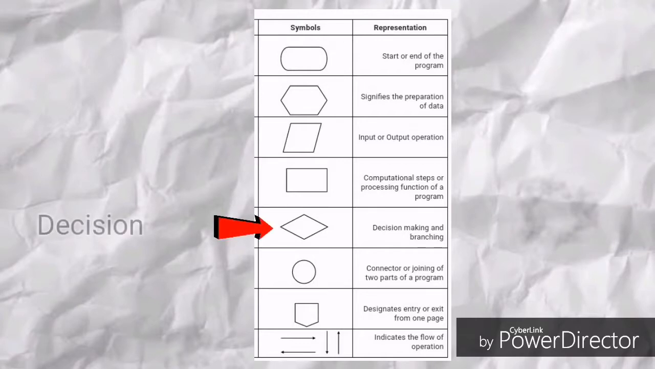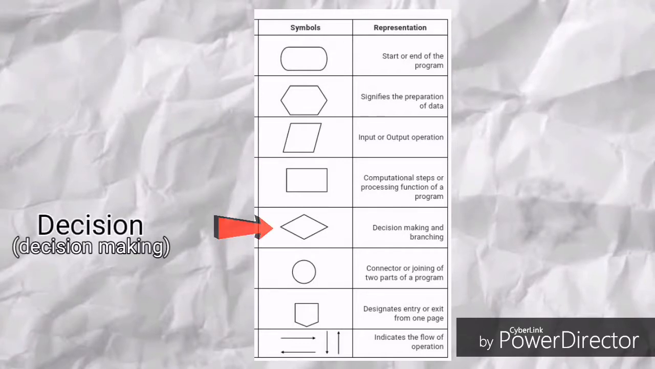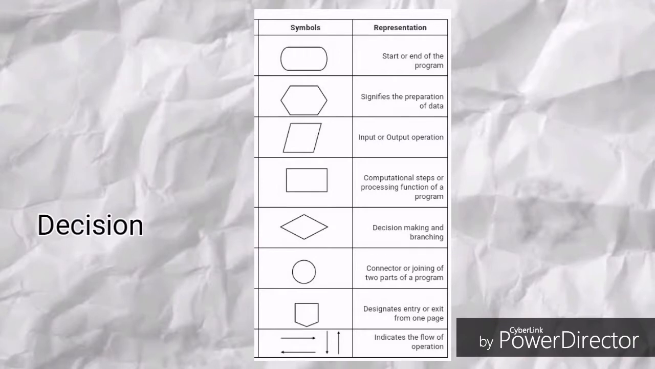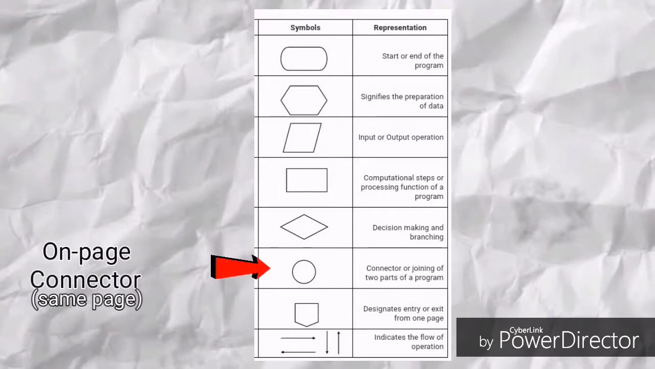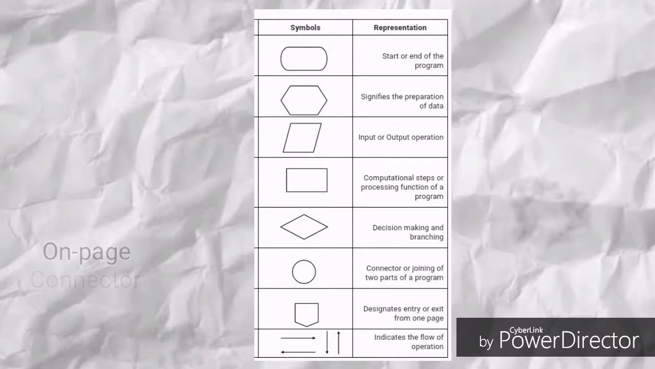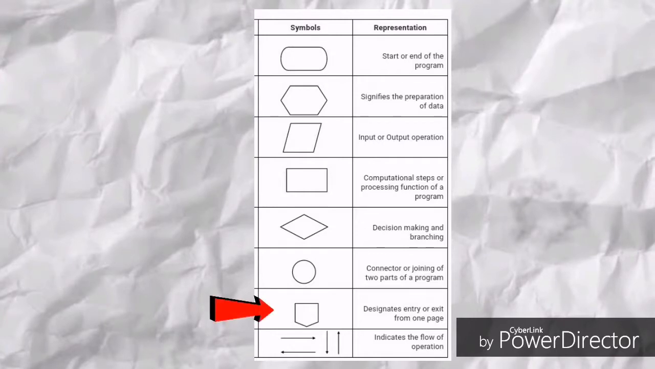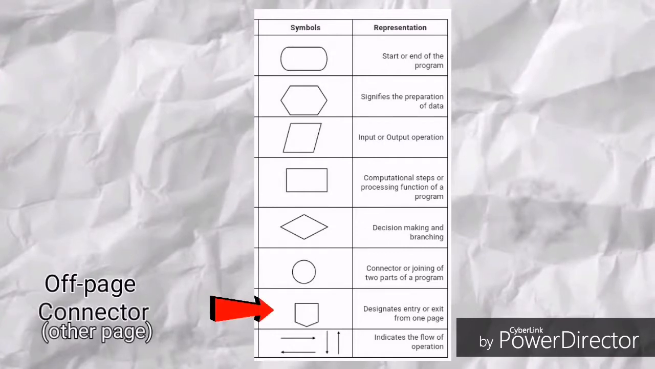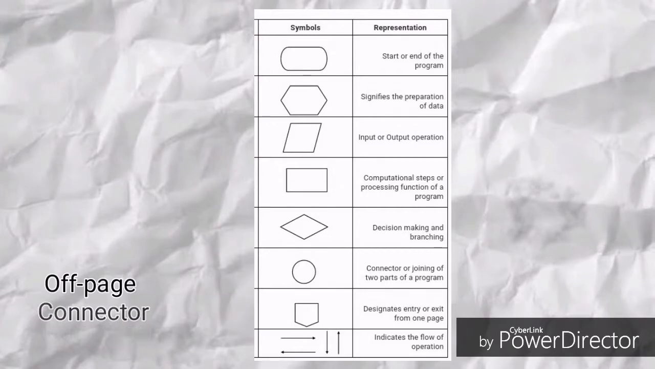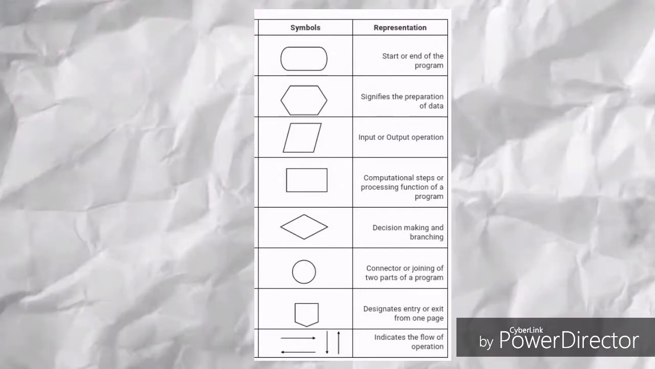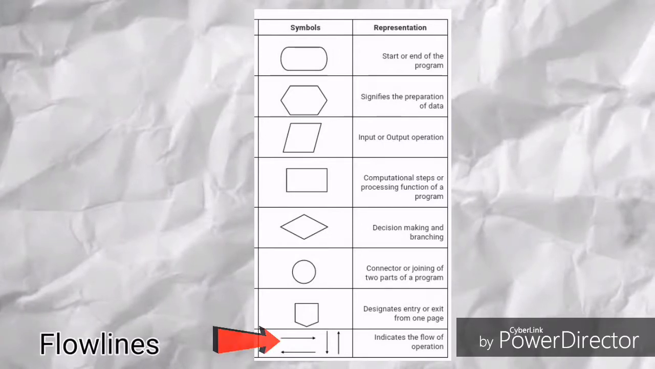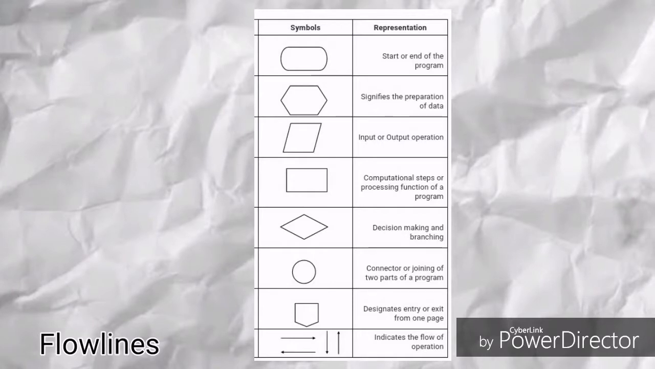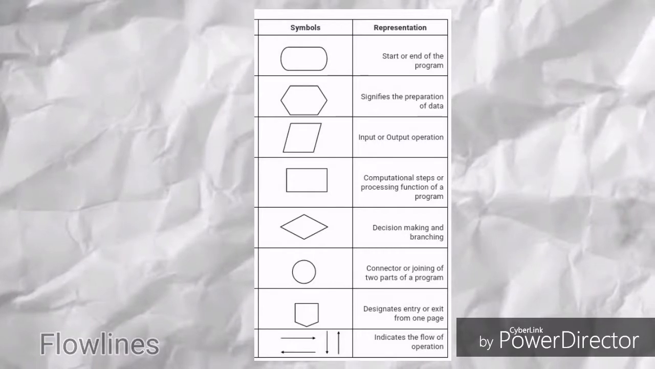Diamond is a decision. It indicates a point at which a decision has to be made, and a branch to one of two or more alternative points is possible. On-page connector. It is for joining two parts of a program on the same page. This symbol is the off-page connector. It designates an entry or exit from one page. And the last is the flow lines. It is used to indicate the flow of operation, that is, the exact sequence in which the instructions are to be executed.